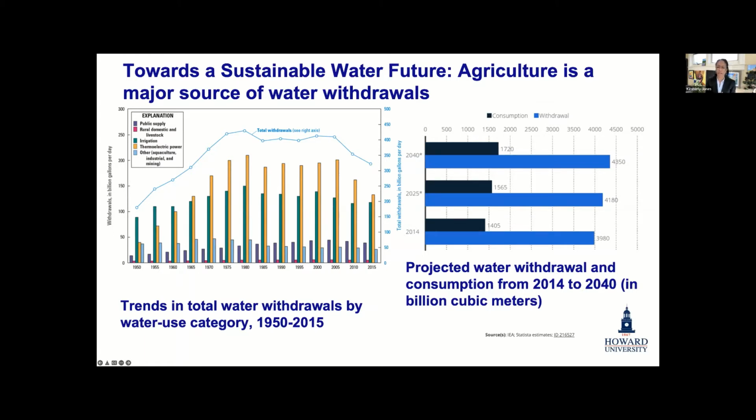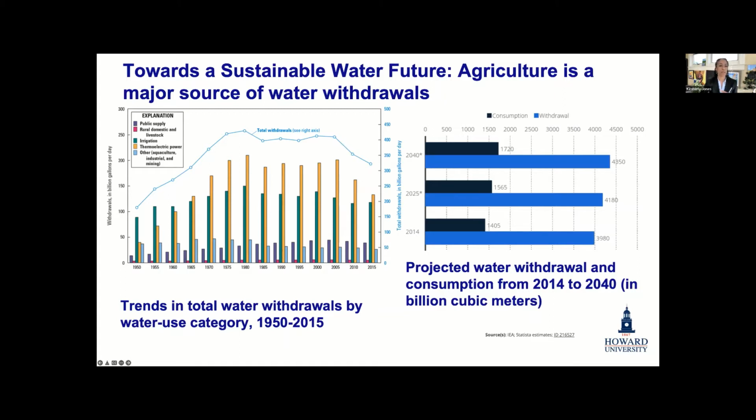This study's done every 5 years, so it's probably a 2020 version. But the point here is that if you look at this blue line at the top, this is withdrawals per year or every 5 years. You can see here that the withdrawals was increasing, and then we got a little bit better at how we manage water withdrawal. And then it began to come down.